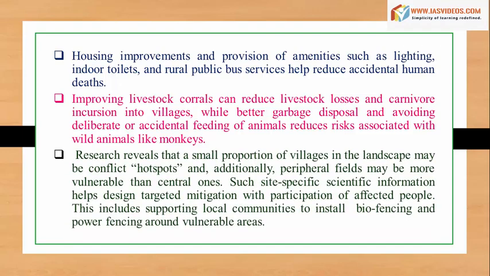Research reveals that a small proportion of villages in the landscape may be conflict hotspots and, additionally, peripheral fields may be more vulnerable than central ones. Such site-specific scientific information helps design targeted mitigation with participation of affected people. This includes supporting local communities to install biofencing and power fencing around vulnerable areas.